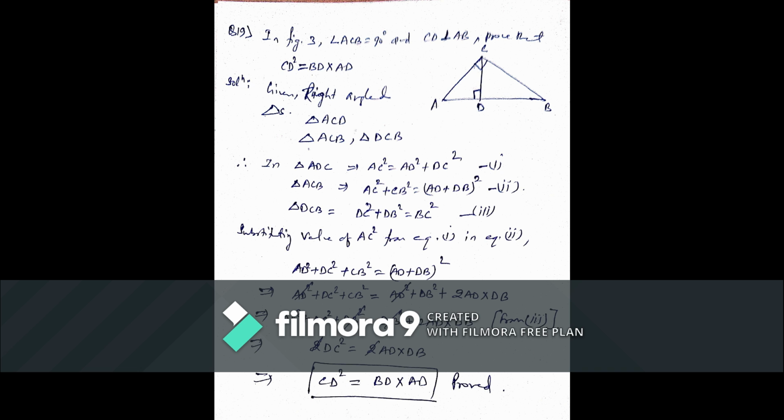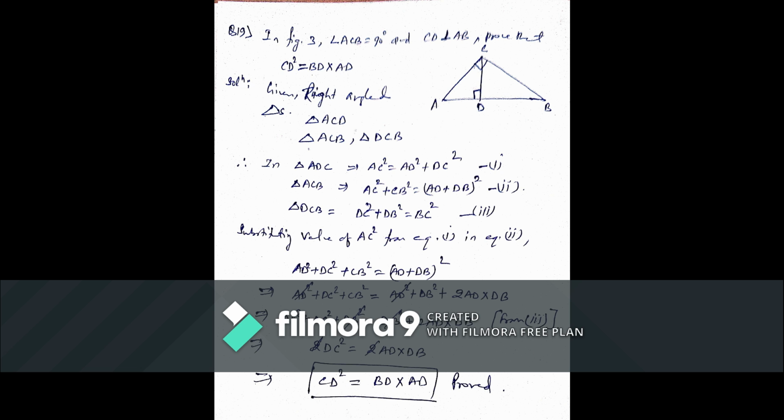Okay, so we can go for adding together. When we put it, AD square plus DC square plus CB square is equal to AD plus DB whole square. We know that AB square can be written as AD plus DB whole square. If we utilize the A plus B whole square formula, we will get AD square plus DB square plus twice AD into DB. AD square will get cancelled on left hand side and right hand side. Another, CB square we can write as DC square plus DB square. Again DB square will get cancelled on both sides.